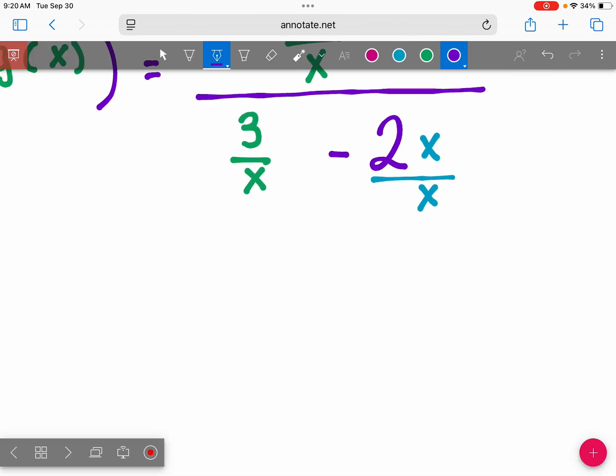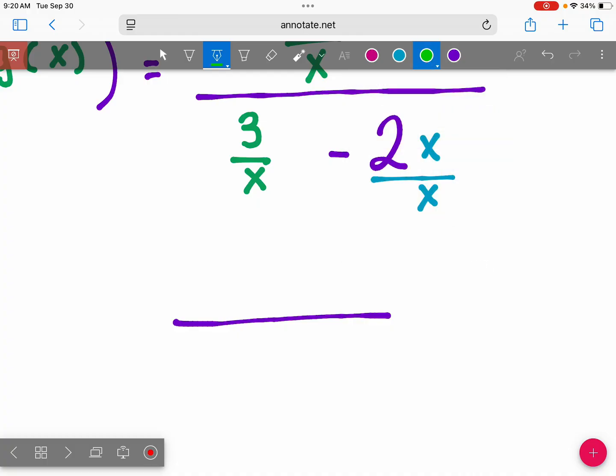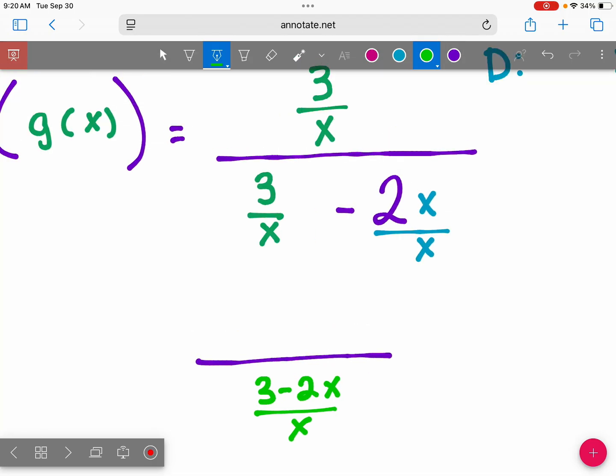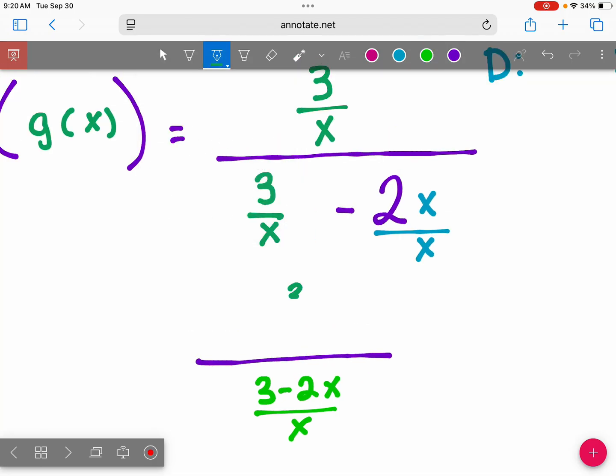So I could rewrite our denominator as 3 minus 2x over x. That means the same thing. And our numerator is our 3 over x.